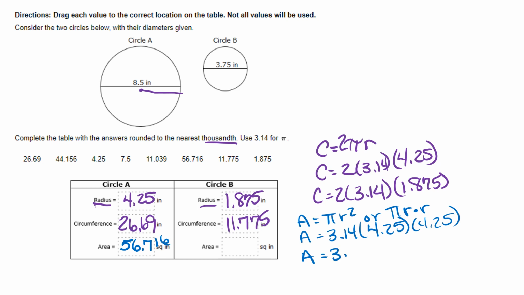And for the second one, I'm going to just copy down the 3.14, and I'm going to put in my second measurement, 1.875 times 3.14 times 1.875. And I do get 11.0390625. But I just need thousandths. So there you go. You can do that with any size circle. It's always the same formula, just plug it in.